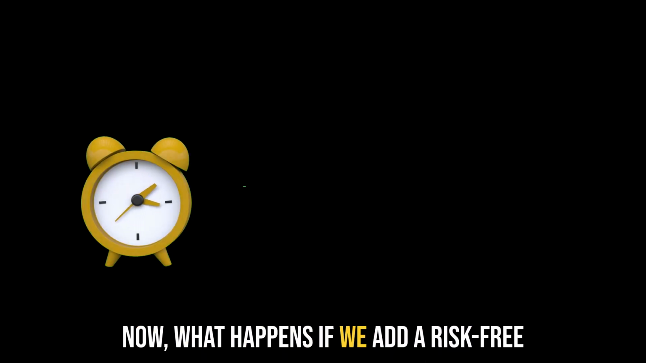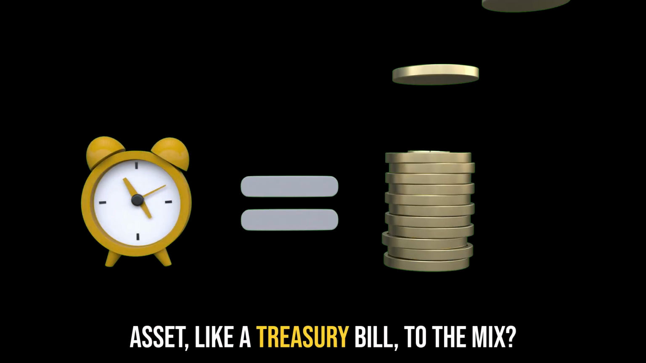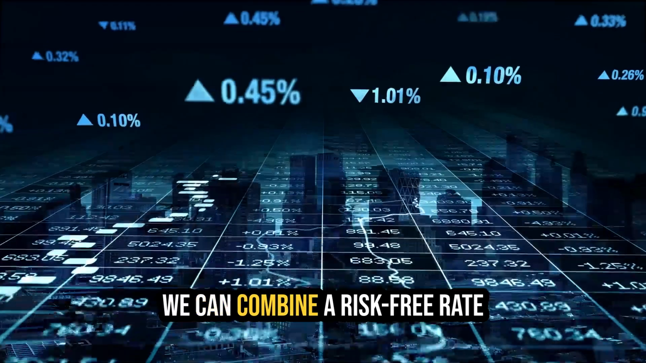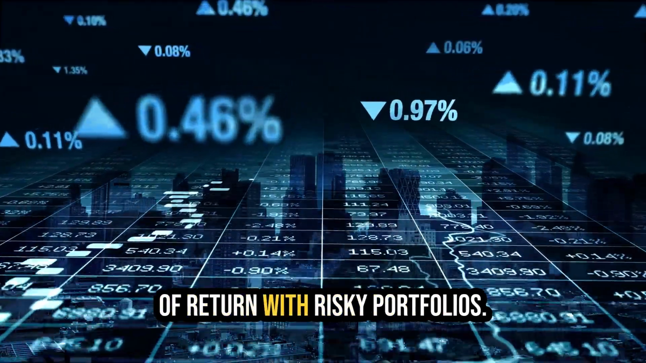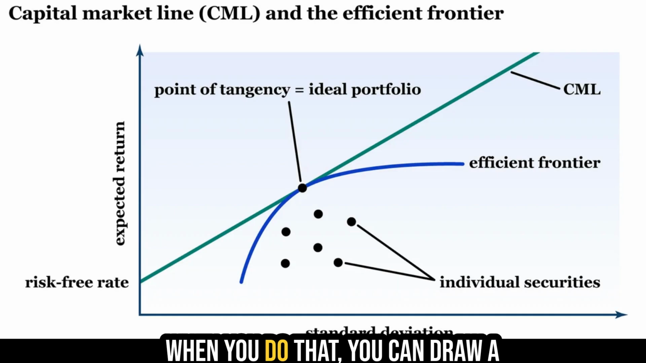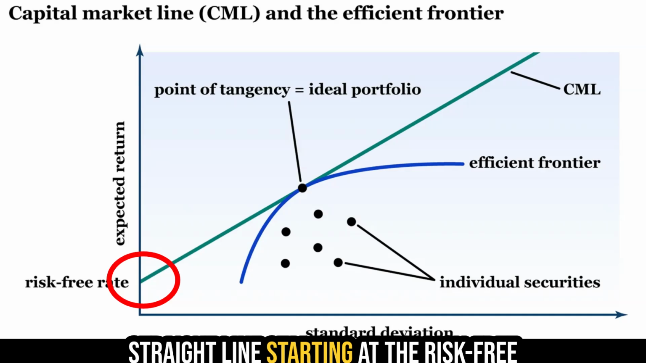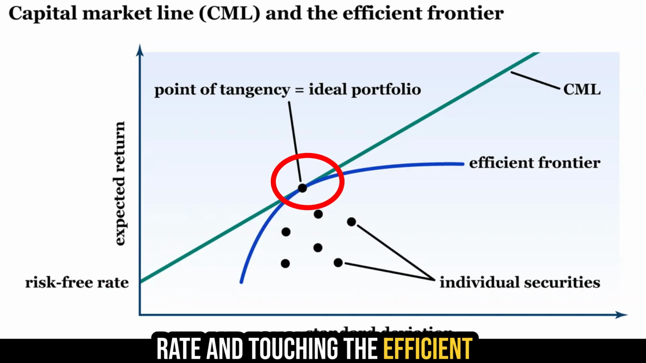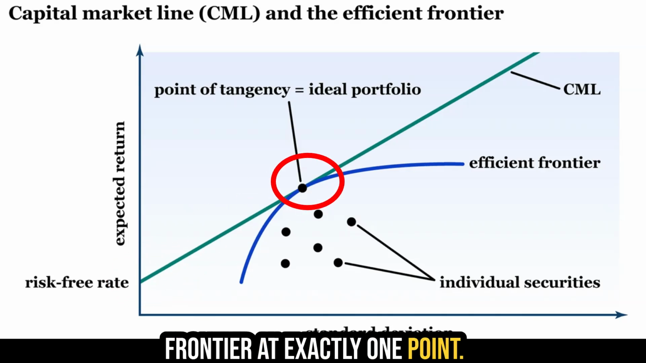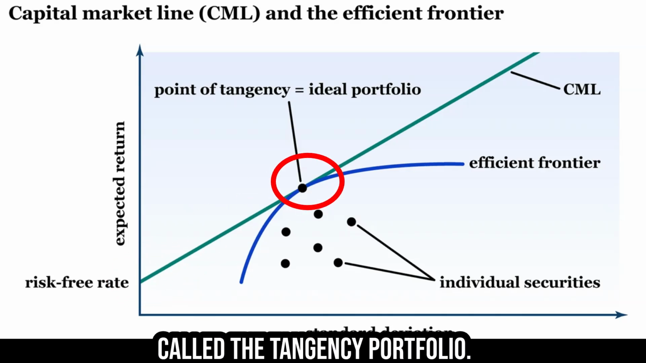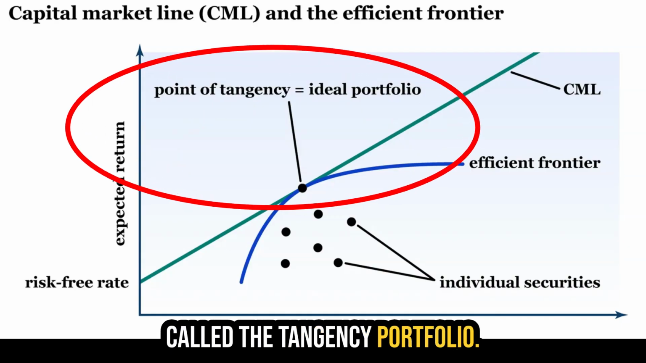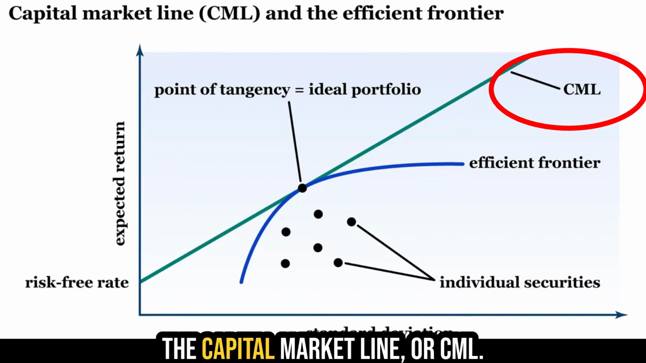Now, what happens if we add a risk-free asset like a treasury bill to the mix? We can combine a risk-free rate of return with risky portfolios. When you do that, you can draw a straight line starting at the risk-free rate and touching the efficient frontier at exactly 1 point. That point of tangency is called the tangency portfolio. The straight line we draw is called the capital market line, or CML.